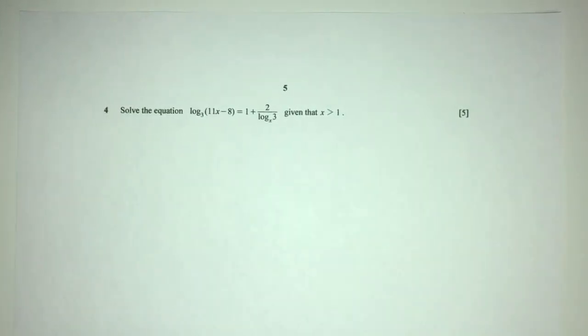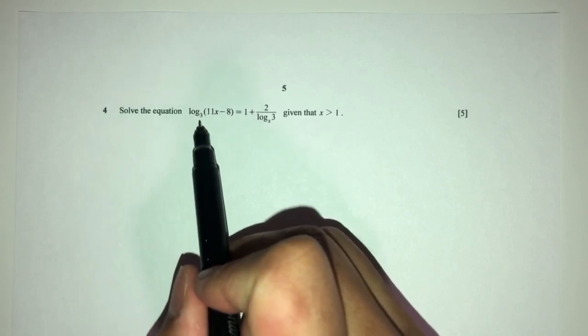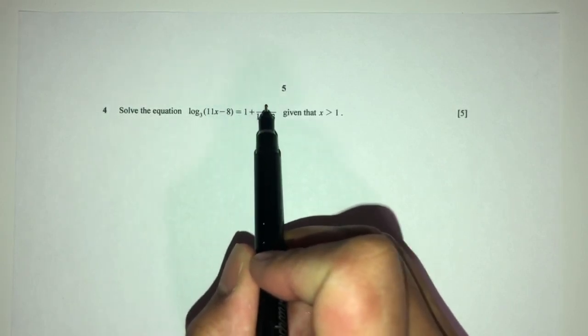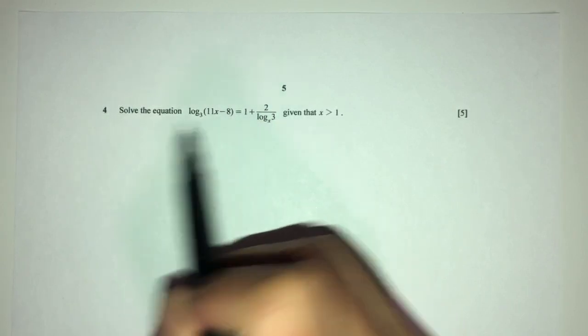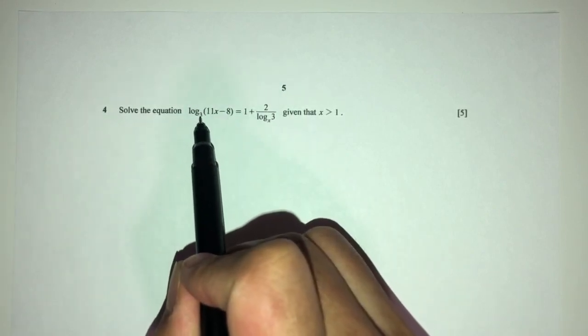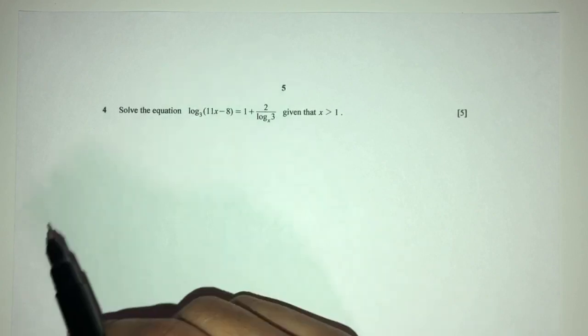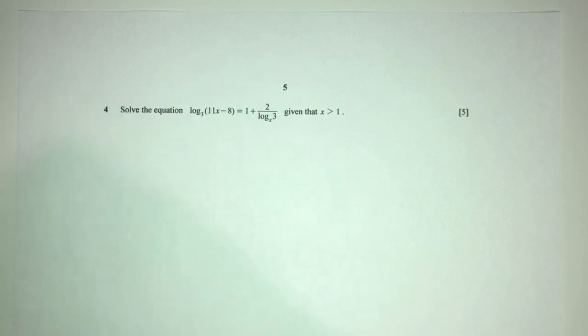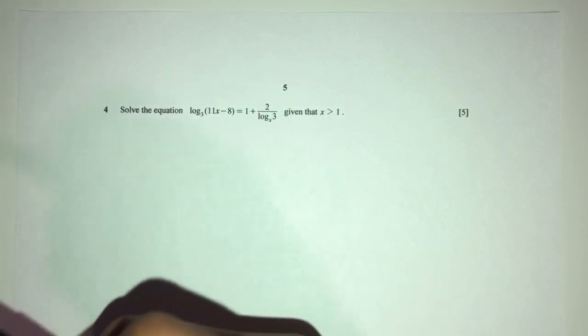Here we have this equation. We have to solve it. Solving means finding the value of x. Here we have log to the base of 3, and the value here equal to 1 plus 2 over log to the base of x of 3. Now the difference here is we have two different bases, log to the base of 3 and log to the base of x. So our goal at first is to convert all the logs to the same base.